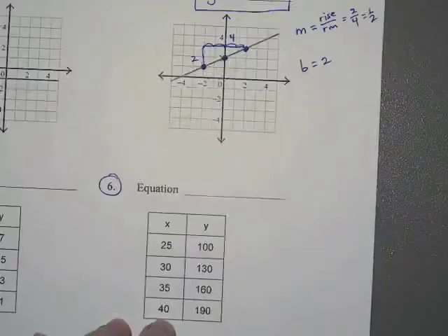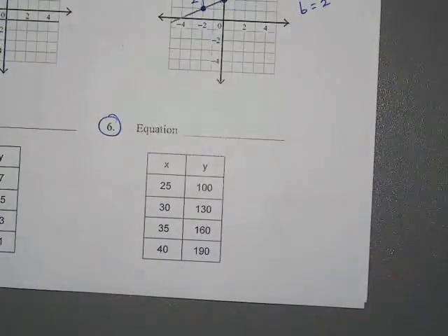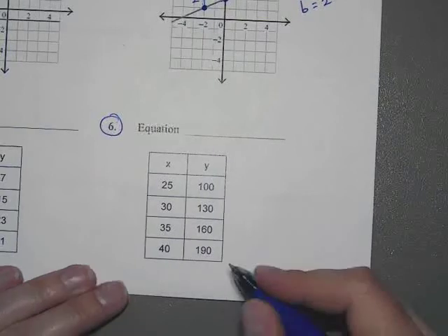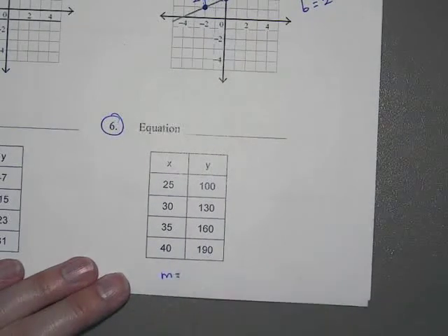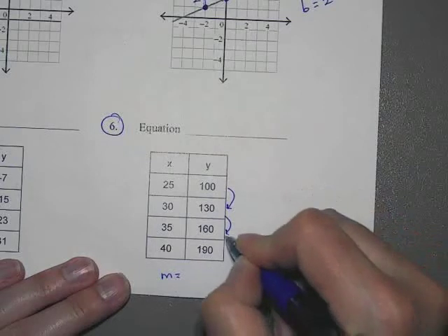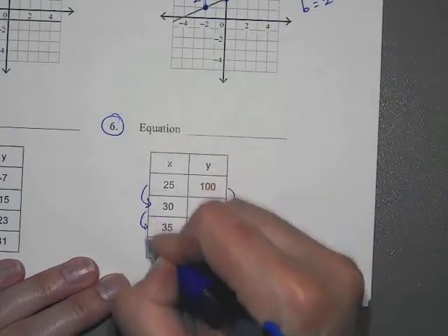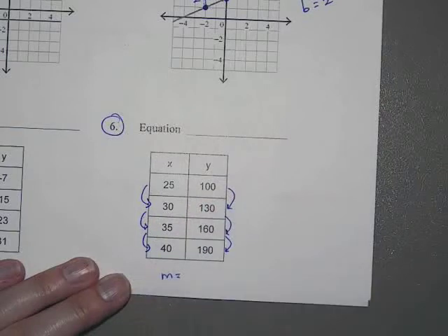We're going to jump down to number 6 right here. Number 6, we're given a table of values. Again, we have to have the slope and the y-intercept. Slope from a table, I think most of us are pretty good at this point. When we're finding slope from a table, we look at the change in y divided by the change in x. Probably the biggest mistake is we forget which one is on the top of the fraction.